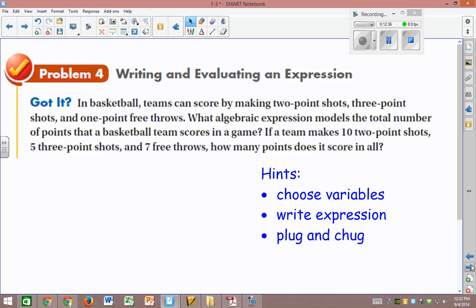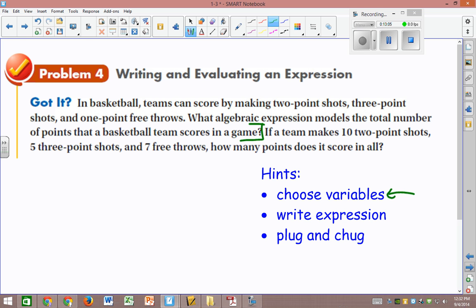All right, I think here we go. This is our last problem. Writing and evaluating. So we gotta set it up and find the value. Value means find an actual answer. All right. It says in basketball, teams can score by making 2-point shots, 3-point shots, and 1-point free throws. What algebraic expression models the total number of points that a basketball team scores at a game? Let's stop there. Okay, we are supposed to write an expression that models the total number of points.